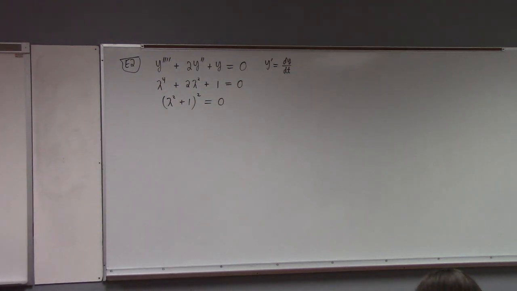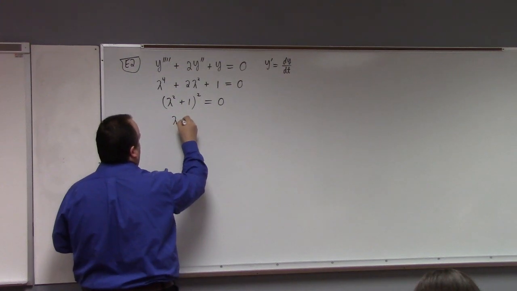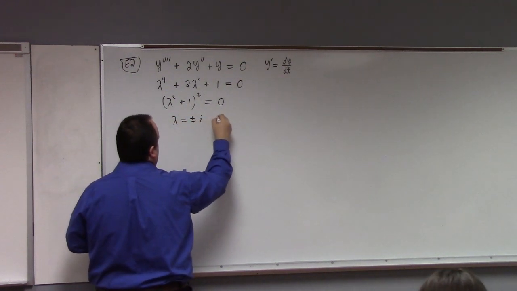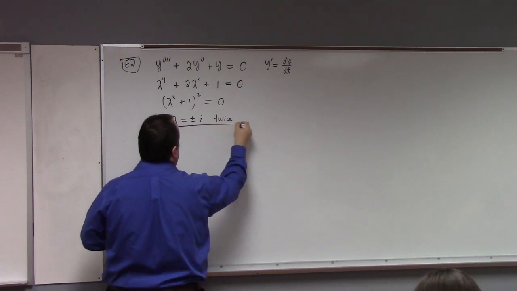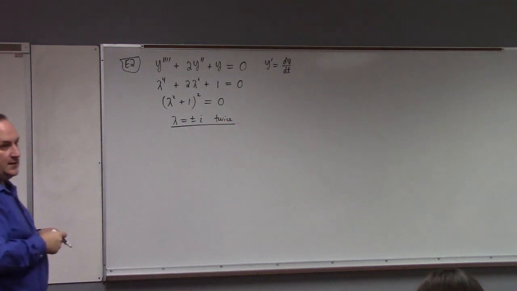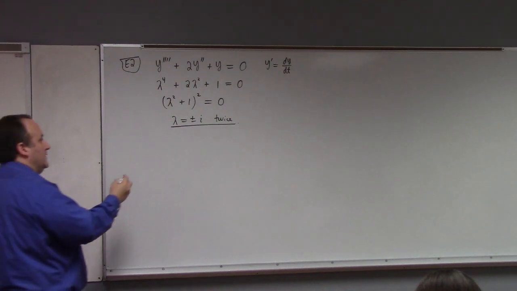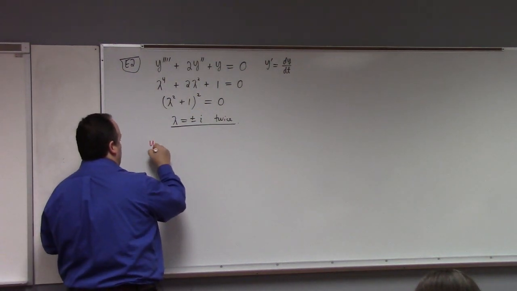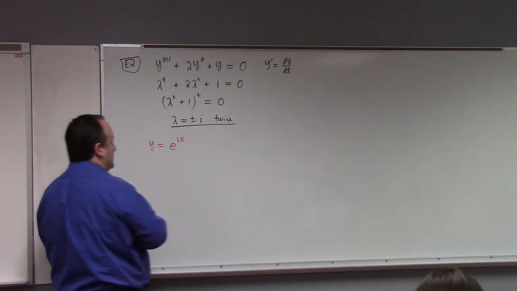That's what that is. So this is a complex problem, right? So here we get lambda equal to plus or minus i twice. So what solutions do I get from that? Well, I get a complex solution, you see? I get a complex solution. So I get y equals e to the ix as a solution.